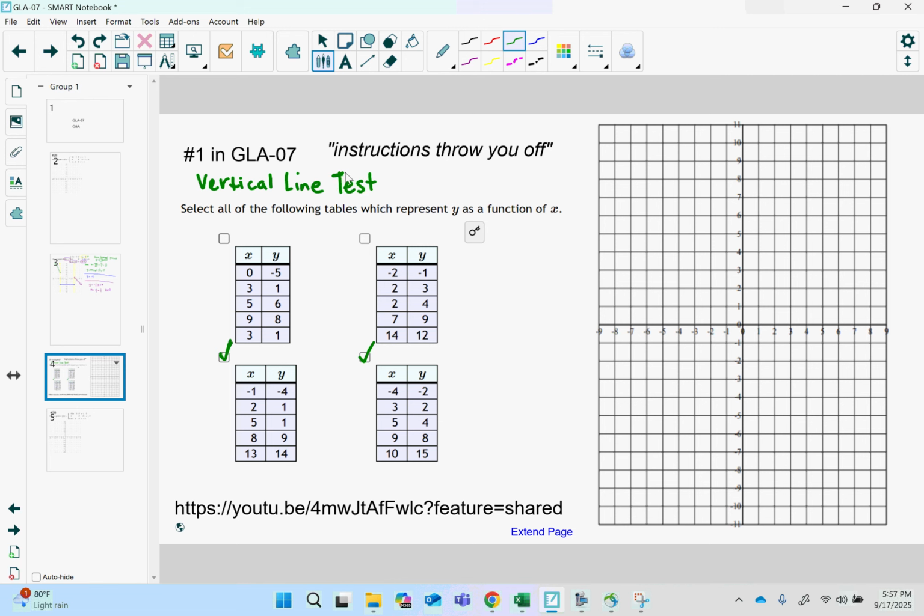So if we had just been given the graph of these ordered pairs, would each table's ordered pairs pass the vertical line test? Let's go ahead and plot these ordered pairs. That first ordered pair would be 0, -5, so that would be here on the y-axis at y equals -5. Then 3, 1. So I'm going to go to 3 for x and 1 for y. Then 5, 6.